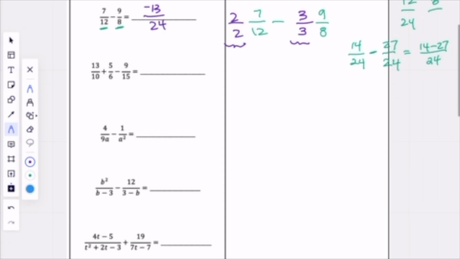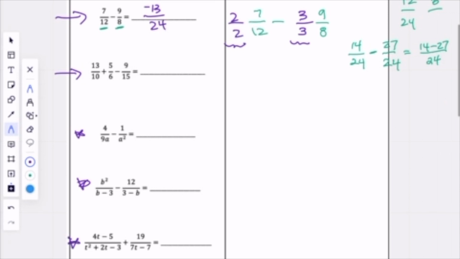Now, I know that most of your calculators will do this for you. However, when we're thinking about rational expressions, most of your calculators will not do that. And unless you understand what we're doing in these types of problems, you're not going to be successful when we're talking about these types of problems.